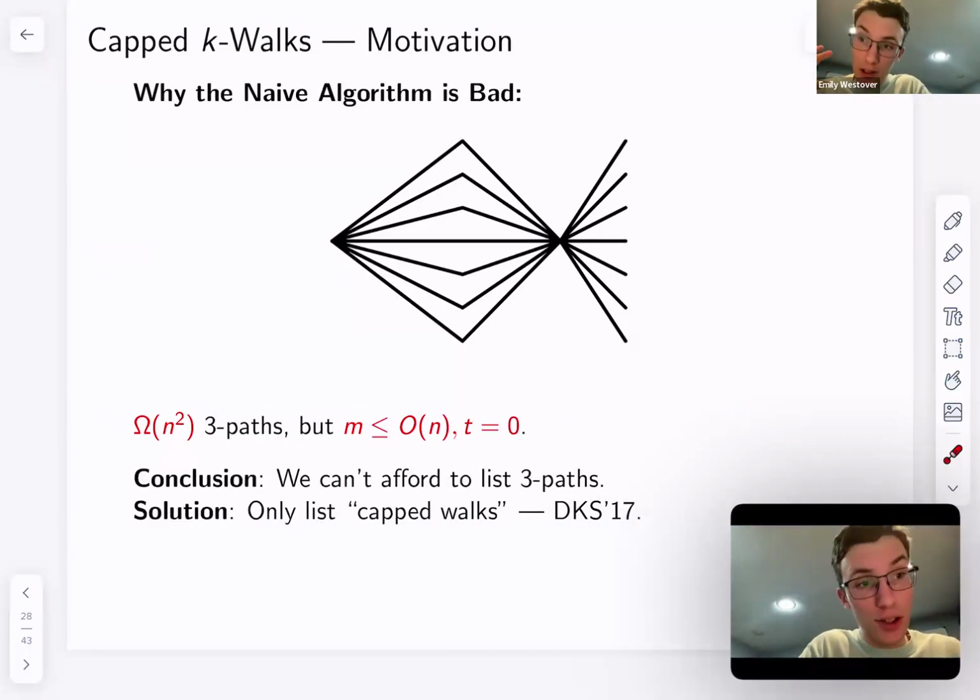But it turns out that there's a slight modification of the idea of a 3 path that was introduced by Dalgaard, Knudsen, and Stockwell, or DKS, in 2017 to solve the detection problem. And these capped walks that Dalgaard, Knudsen, and Stockwell used are really going to also be key in our listing algorithms. So I'll tell you about them right now.